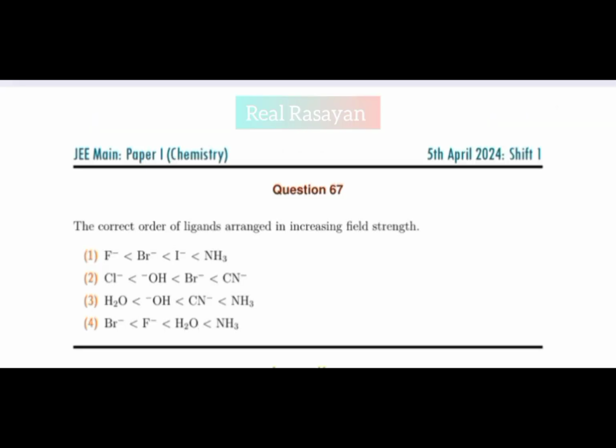The correct order of ligands arranged in increasing field strength. So here are the following ligands which are arranged in increasing field strength. So we have to check the correct order. So the correct order will be given by the spectrochemical series.